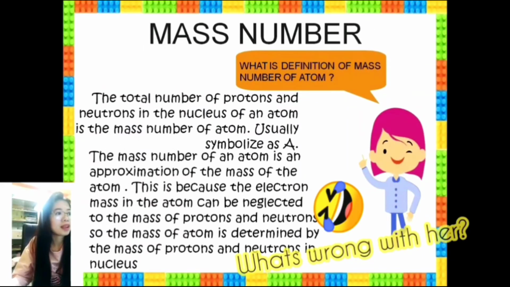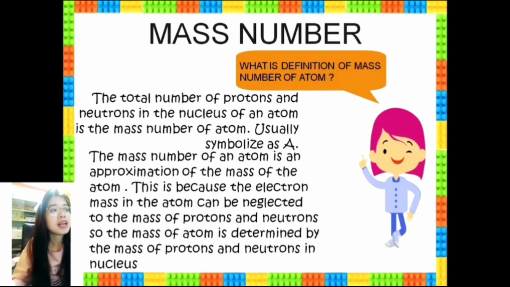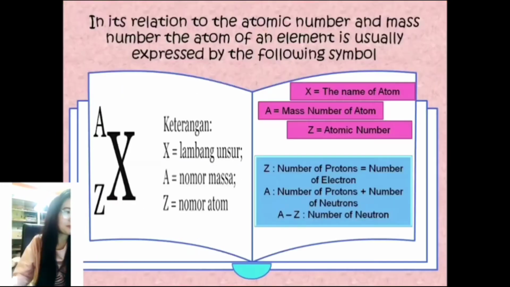Next slide. Mass number. What is the definition of mass number? The total number of protons and neutrons in the nucleus of an atom is the mass number of the atom, usually symbolized as A. The mass number of an atom is an approximation of the mass of the atom. This is because the electron mass in the atom can be neglected, so the mass of the atom is determined by the mass of protons and neutrons in the nucleus.